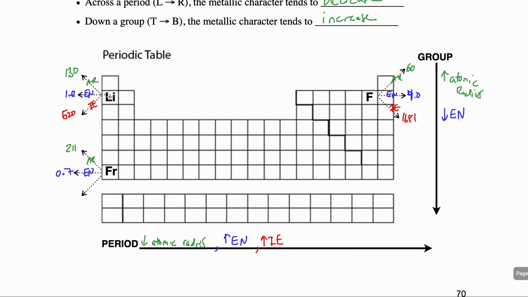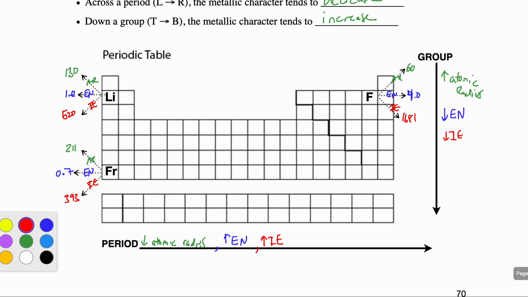Down a group, lithium down to francium. So lithium, we already know its ionization energy is 520, and francium's ionization energy value is listed as 393. So when you move top to bottom down any given group, the ionization energy values tend to decrease. So we see a decrease in the ionization energy values.